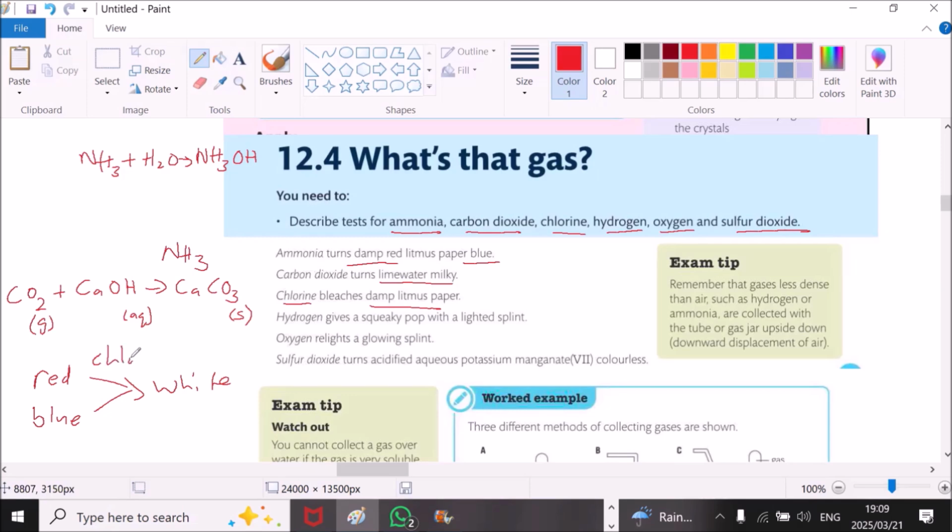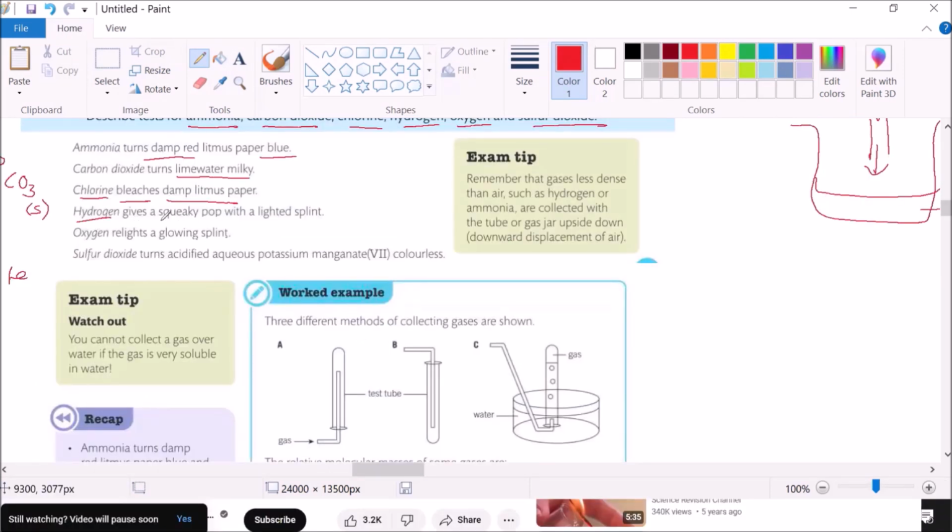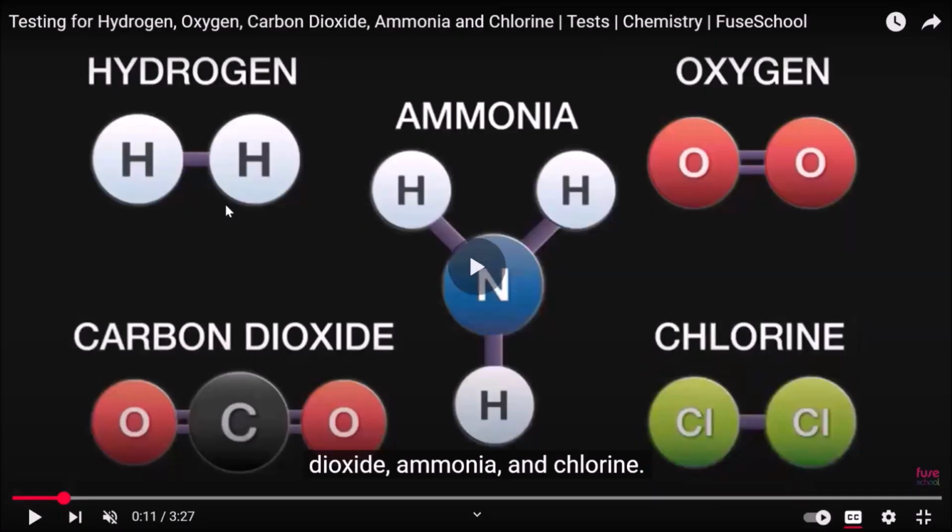with chlorine. Hydrogen gives a squeaky pop with a lighted splint. Oxygen relights a glowing splint. Sulfur dioxide turns acidified potassium manganate 7 colorless. So let's look at these experiments to test for gases. So in this illustration, we're going to test for hydrogen, ammonia, oxygen, carbon dioxide, and chlorine.